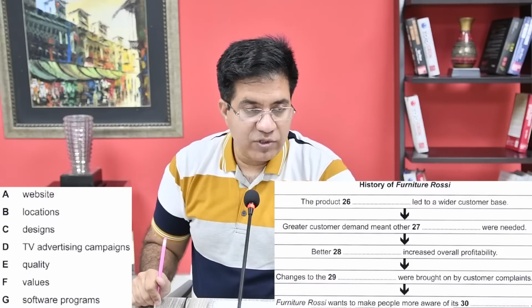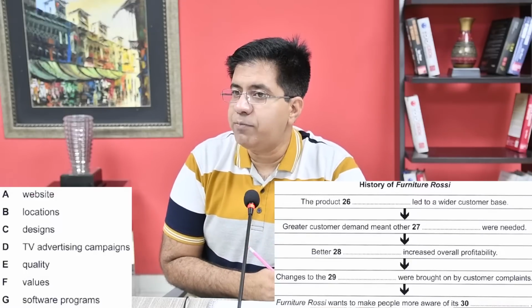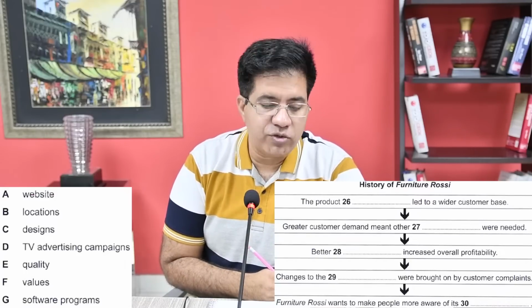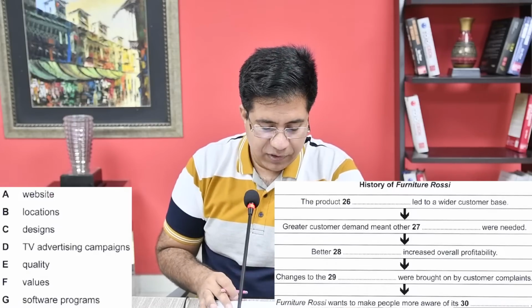2 new warehouses. What is that? Locations. He had to set up 2 new warehouses to make distribution quicker. That is locations. So B will be the right answer.